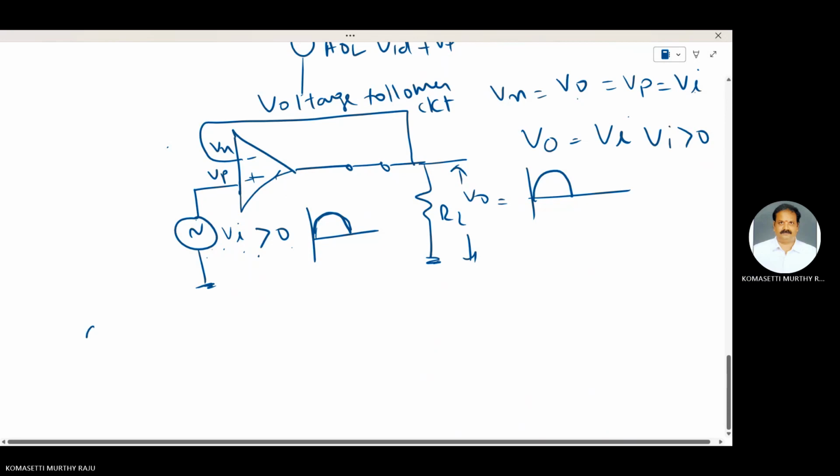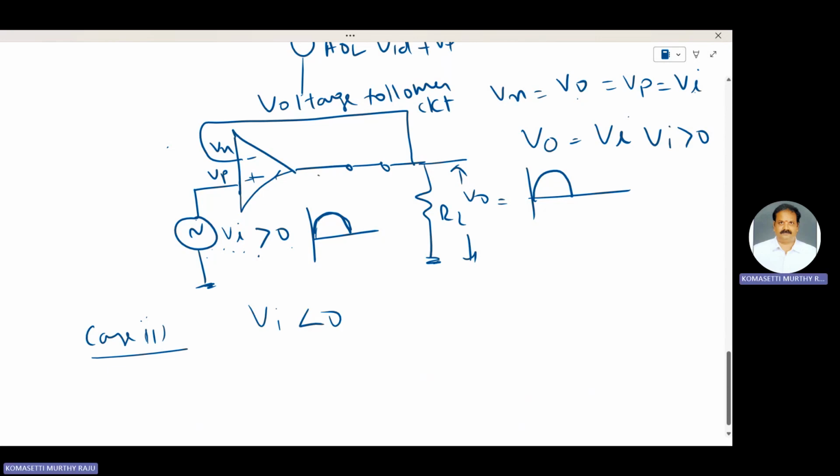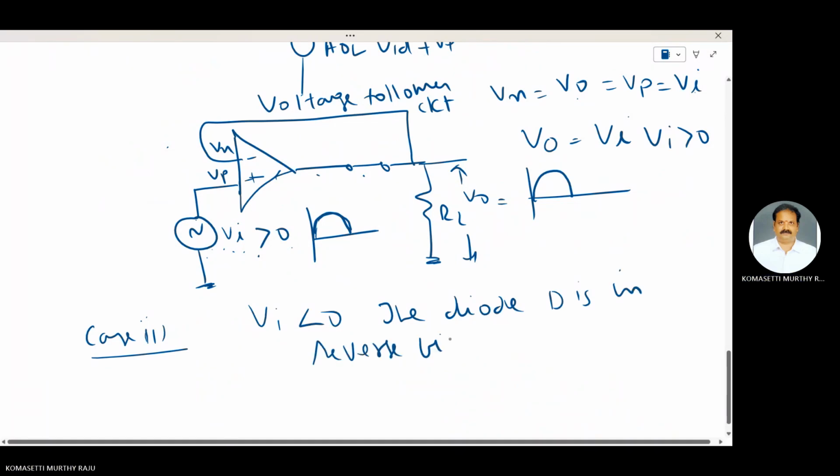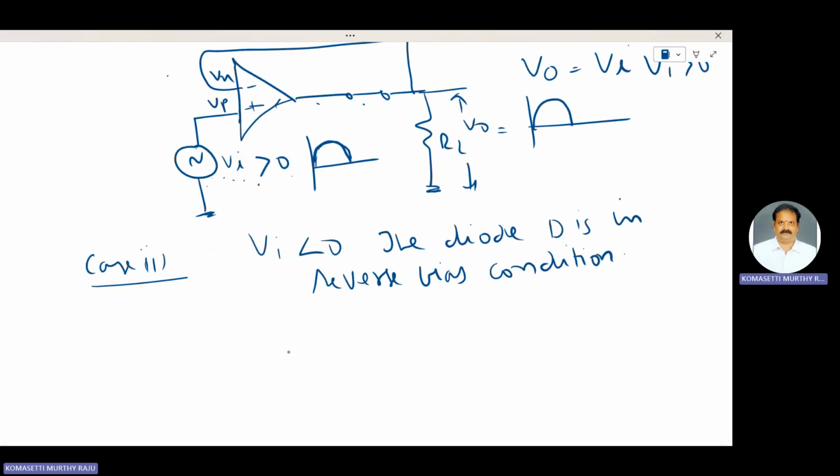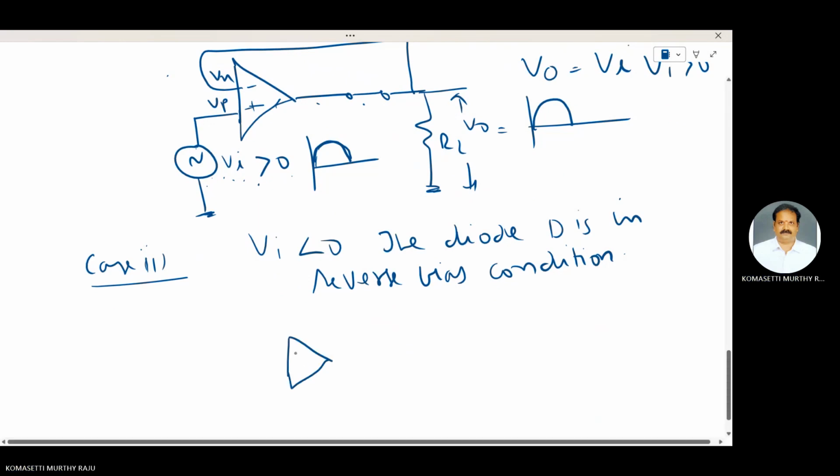In case 2, Vi is less than 0. Here it is negative into positive, negative. The diode D is in reverse bias condition. Therefore, it does not conduct. It acts as an open switch. Open switch means here minus plus.